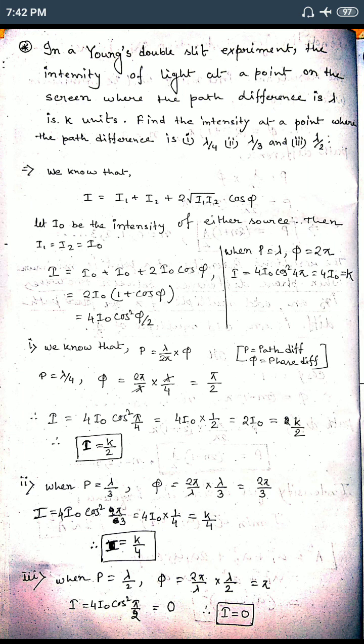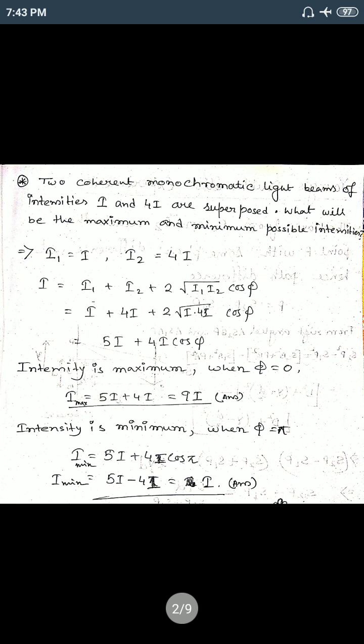In a similar way we find the second and third. First we find the phase difference phi using that formula, then we put the value of phi in the equation and get the intensity in terms of k. For the second case, if the path difference is lambda by 3, the intensity will be k by 4, and if the path difference is lambda by 2, then the intensity we get is 0. Clear? Okay, now another one.